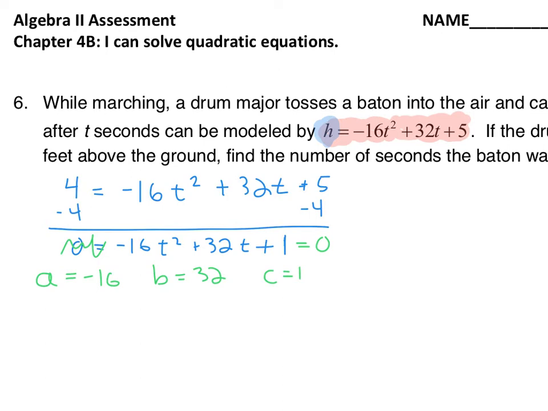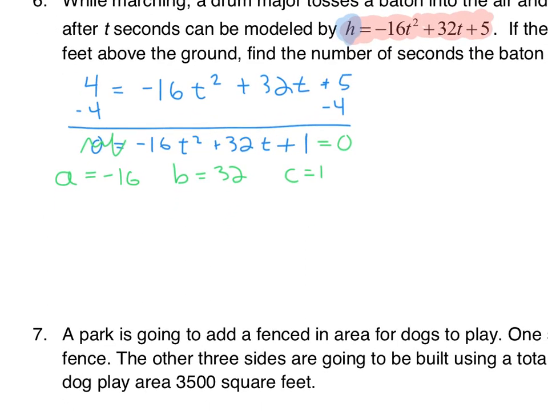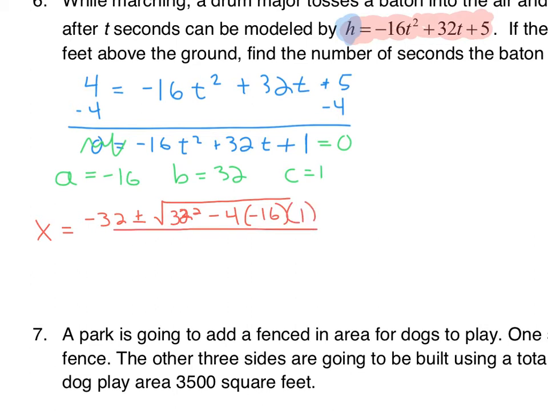Every once in a while it's worth checking in a quadratic equation to see if you can reduce the size of your numbers. Maybe here I could have divided by 2, 4, 8, 16, something like that, but C was 1, so that told me that that wasn't an option. But I'll go ahead and start with that quadratic formula setup. X equals negative b, it's negative 32, plus or minus the square root of b squared, 32 squared, minus 4 times a, which is negative 16, times c, which is 1, divided by 2 times negative 16.